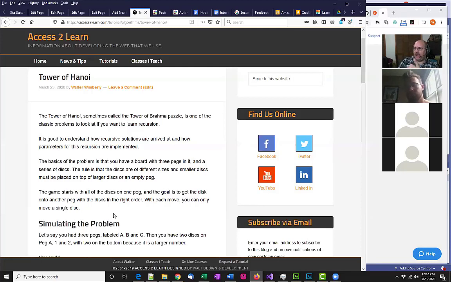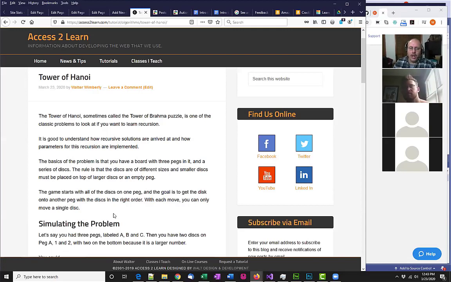So if I have one disc, it's real easy. I just move it over and I'm done. If I have 2 discs, I call disc 1 the smaller one, and disc 2 the bigger one. I can move disc 1 to peg B, then disc 2 can go to peg C, and then disc 1 can go on top of disc 2 on peg C. And now my whole stack is moved. So conceptually, that's a real simple thing, right?